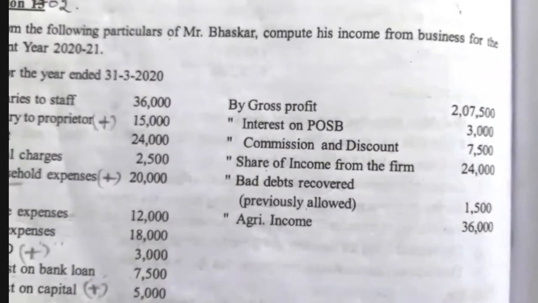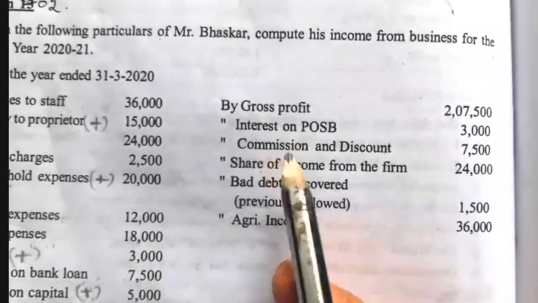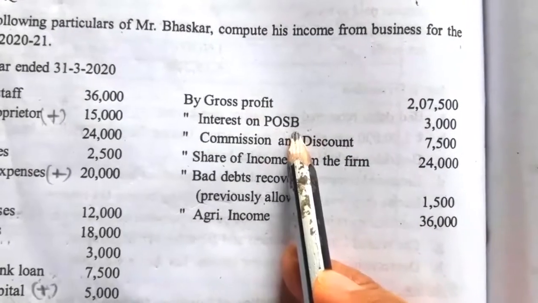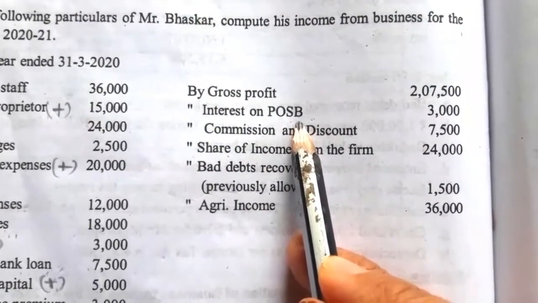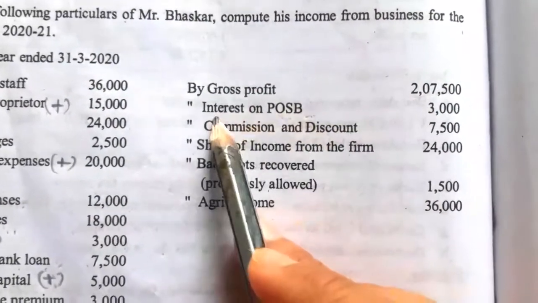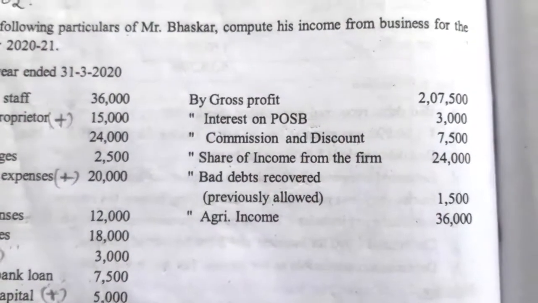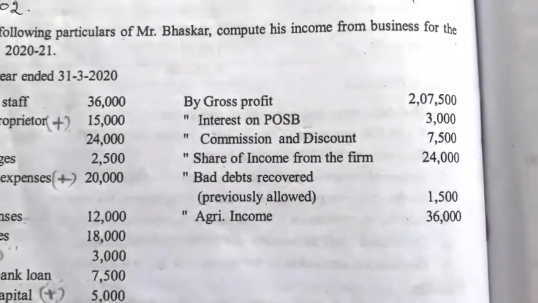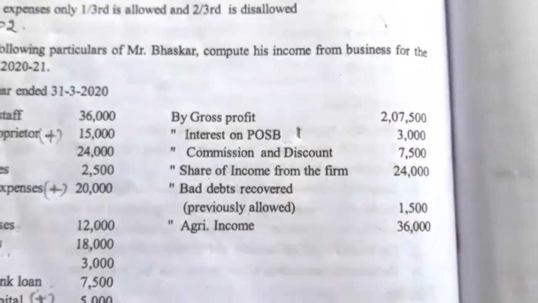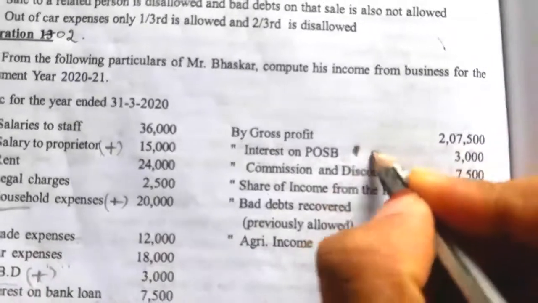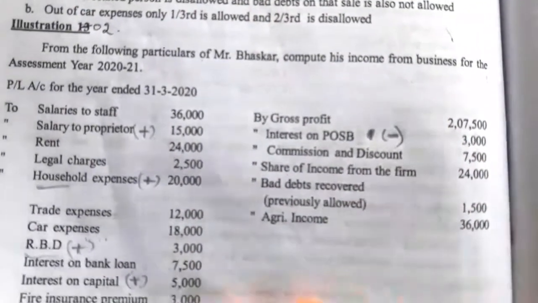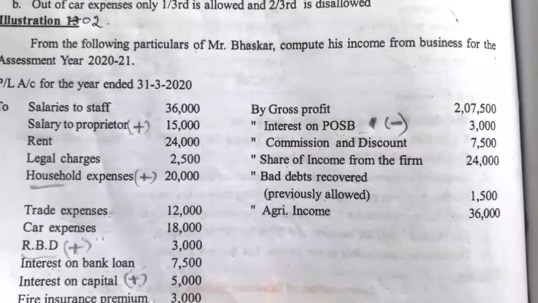First one is interest on post office savings bank account. This is interest income received from the post office savings bank account. This Bhaskar has created a savings bank account in the post office, and in the savings bank deposit he has received interest, meaning it is an income he is receiving from another source. It is not a business related income, so it should be deducted. The disallowed income should be deducted. So it is the interest he is going to get from another source. It is not relating to business income.